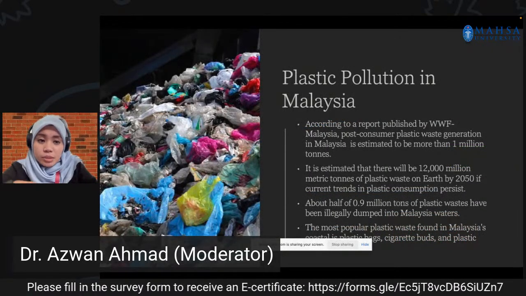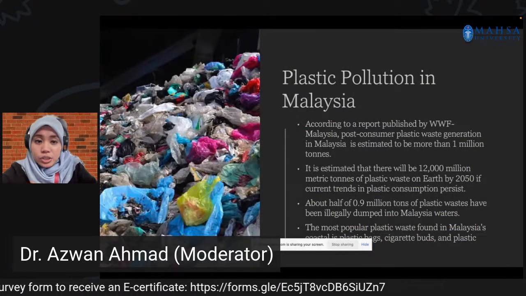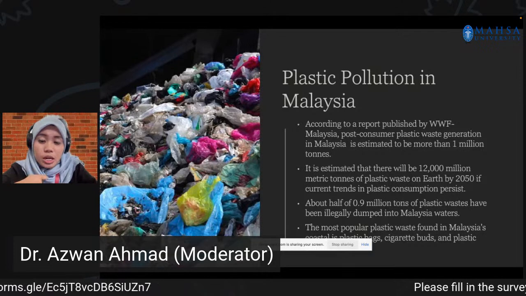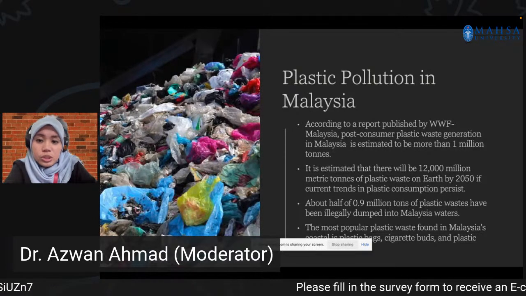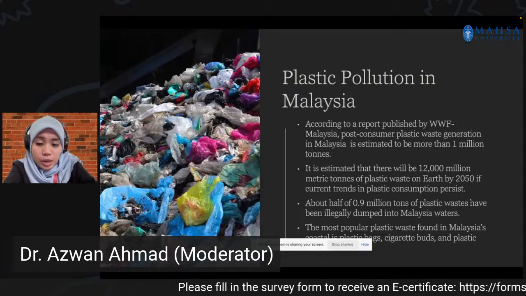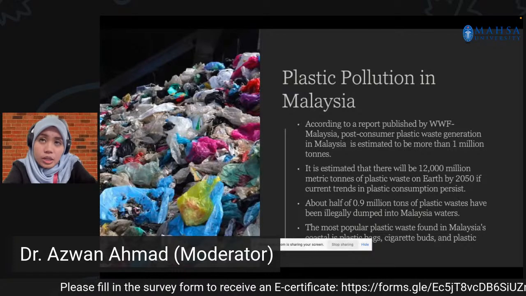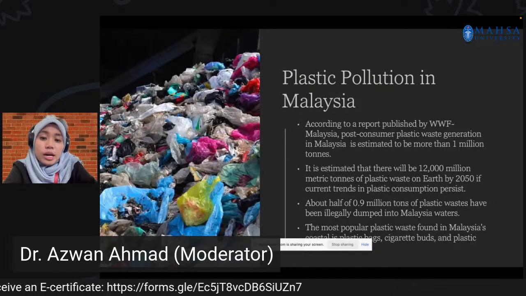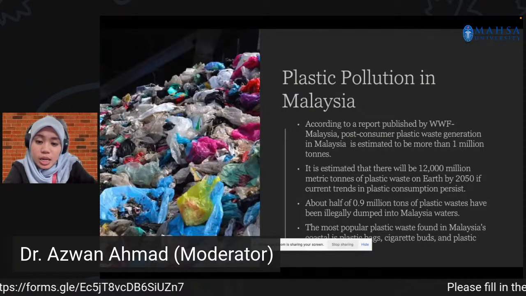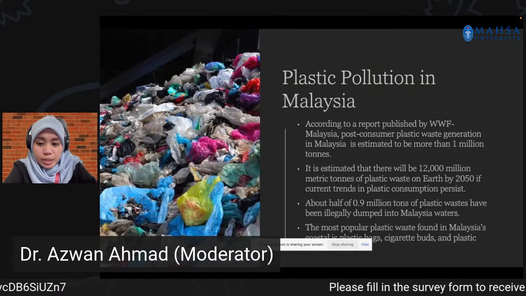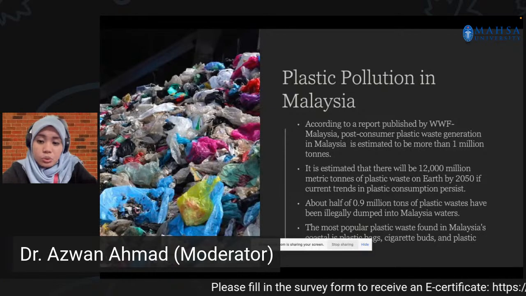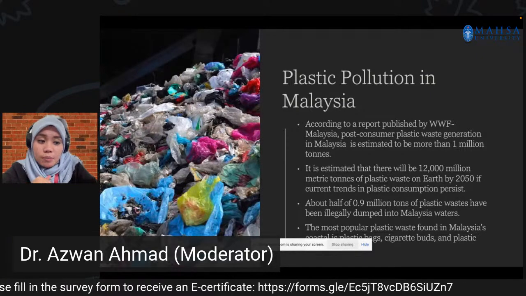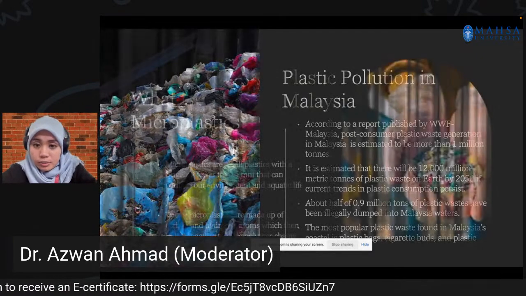For plastic pollution in Malaysia, Malaysia is one of the 10 countries in the world with improper plastic waste problems. According to a report published by WWF Malaysia, post-consumer plastic waste generation in Malaysia is estimated to be more than 1 million tons. It is estimated there will be 12 million metric tons of plastic waste on earth by 2050 if the current trend in plastic consumption persists. About half of 0.9 million tons of plastic waste has been illegally dumped into Malaysian waters. The most plastic waste found on Malaysia's coasts is plastic bags, cigarette butts, and plastic bottles.